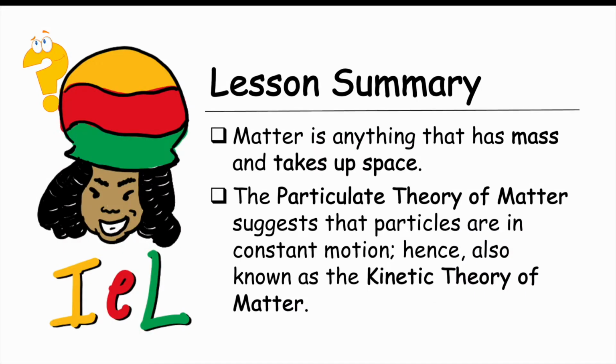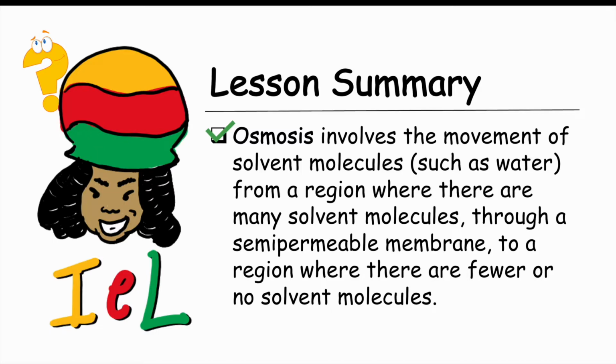Let us review the lesson summary points. Matter is anything that has mass and takes up space. The particulate theory of matter suggests that particles are in constant motion, and because it's suggesting that particles are in constant motion, the theory is also known as the kinetic theory of matter. Osmosis involves the movement of solvent molecules, such as water molecules, from a region where there are many solvent molecules through a semi-permeable membrane to a region where there are fewer or no solvent molecules.